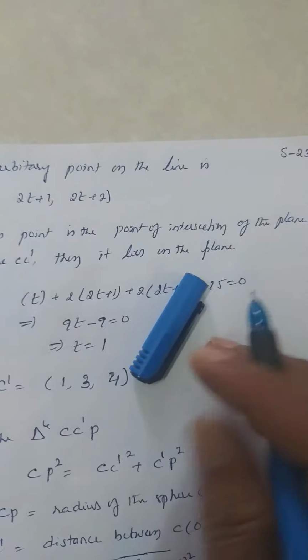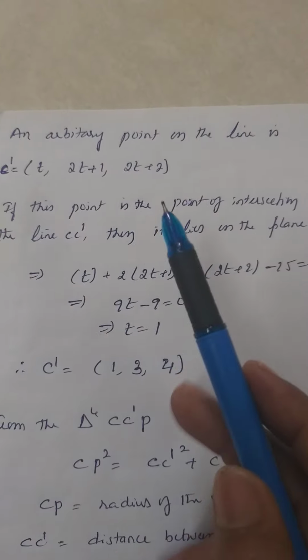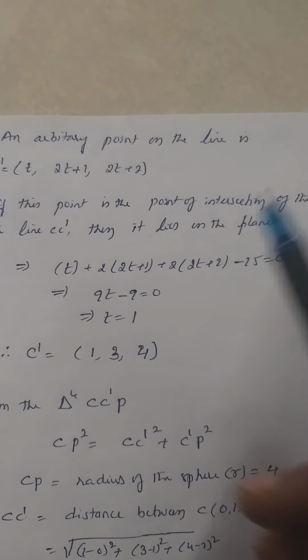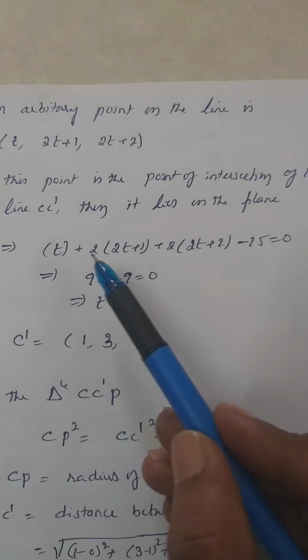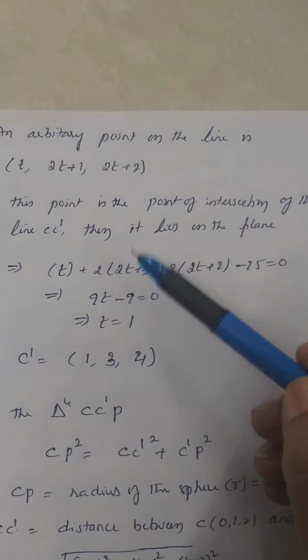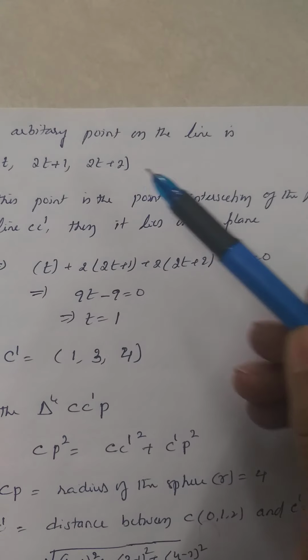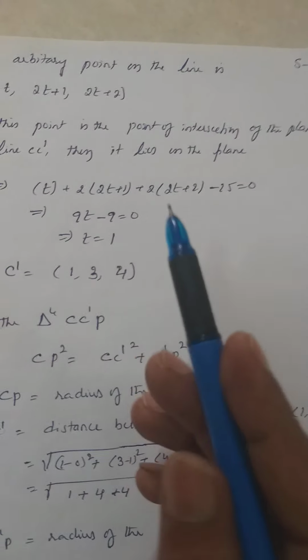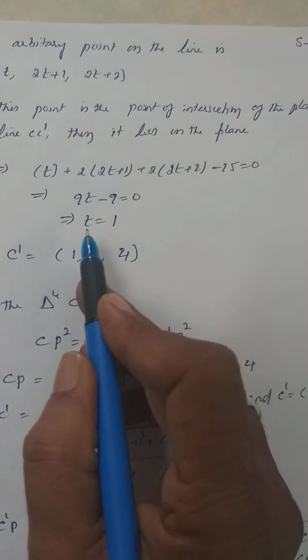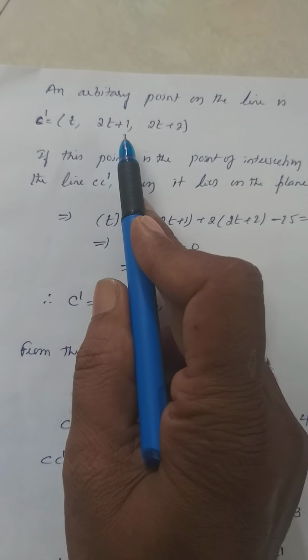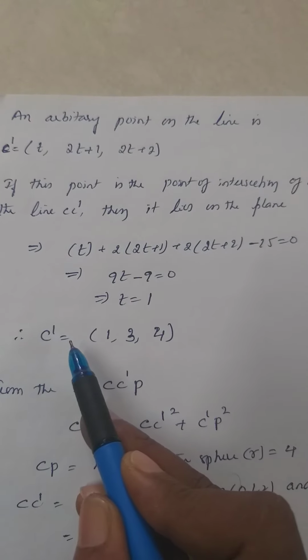This is C dash, right? Now, if this point is the point of intersection of the plane and the line CC dash, then it lies on the plane, compulsorily. We substituted in the plane: this coordinate in place of x, this coordinate in place of y, this coordinate in place of z. Then we get t value, t is equal to 1. Substitute t is equal to 1 in this point, you will get C dash.